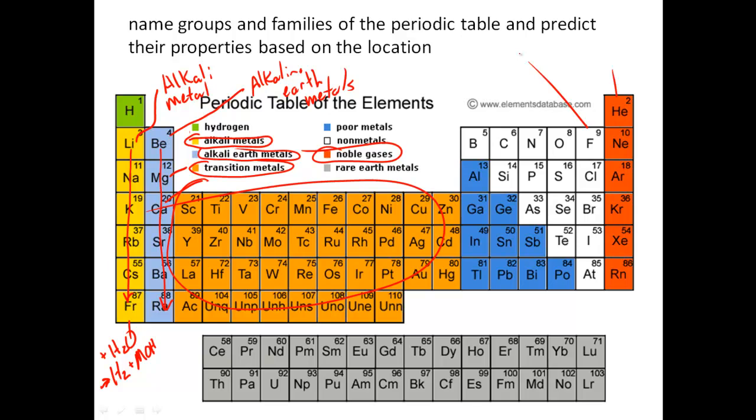And here's a family that's not named that you need to be sure you know the name of, the halogens. Halogens are particularly active nonmetals, very important to a lot of aspects of chemistry. So we'll be looking carefully at that group as we continue our study of chemistry.